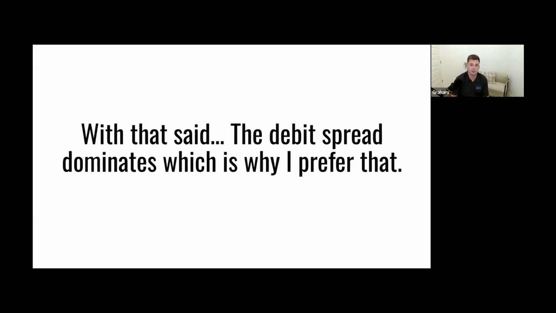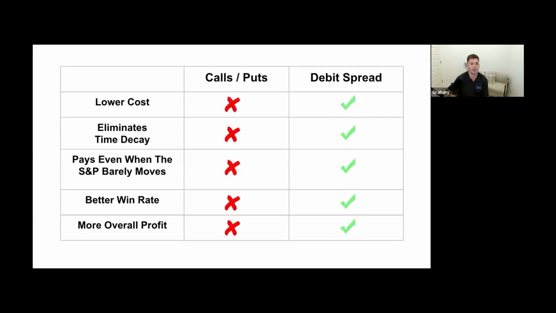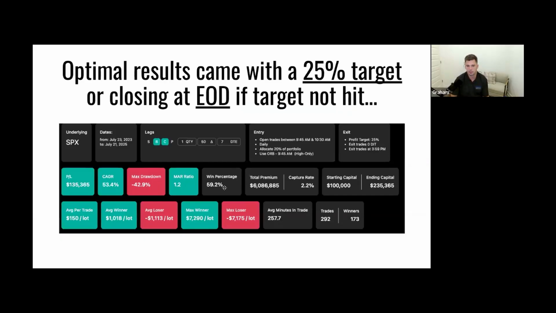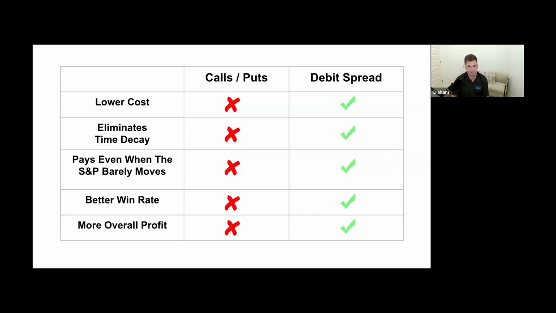With that said, the debit spread dominates, which is why I prefer that. Again, debit spread, lower cost of entry. Debit spread, it limits time decay. Debit spread can pay even when the S&P barely moves. Debit spread, a better win rate. Let's look at the win rate here. 60% win rate versus 86. That's because of time decay. More overall profit. Debit spread made more money over the long haul.